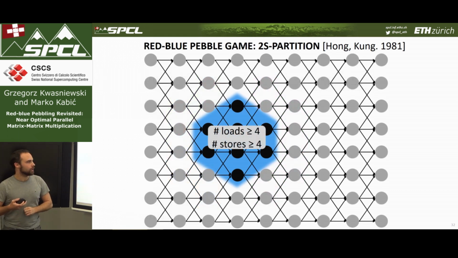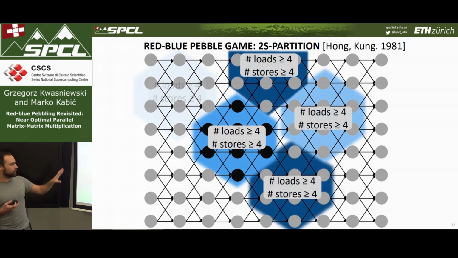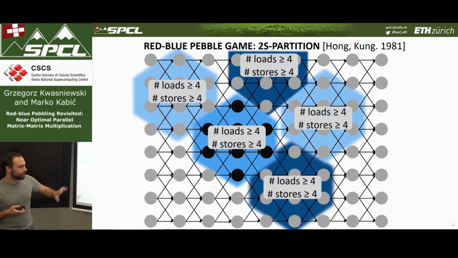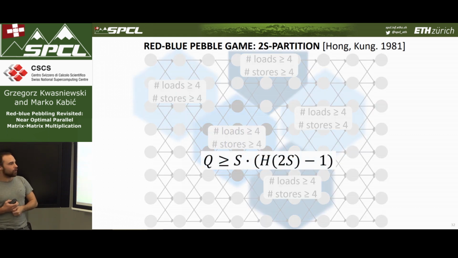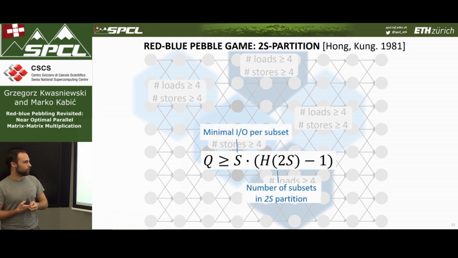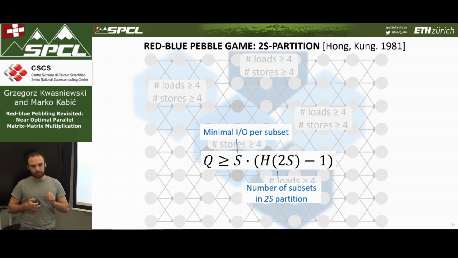Now, knowing that, all we need to do is count how many of such subsets we need to cover the entire CDAG. In this case it will be maybe 7 or 8 subsets, and this forms our I/O lower bound. Here S is 4, this is the minimal I/O per subset, and then the number of subsets in this partition. Okay, so this is a valid I/O lower bound, but it may not be tight.